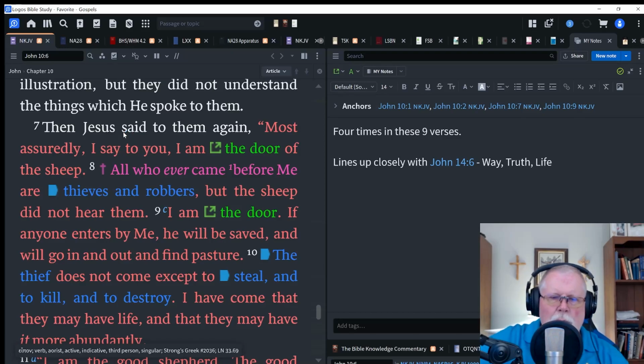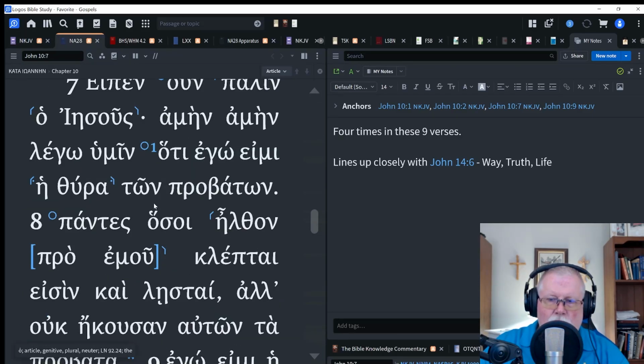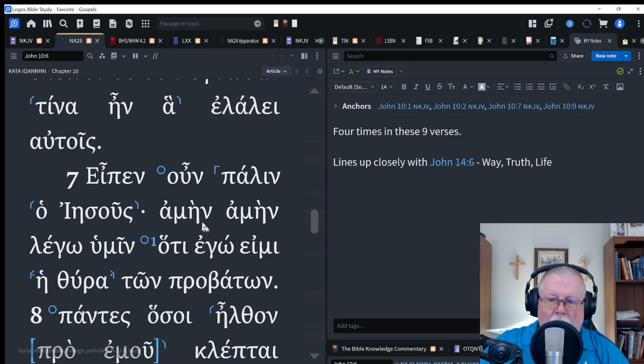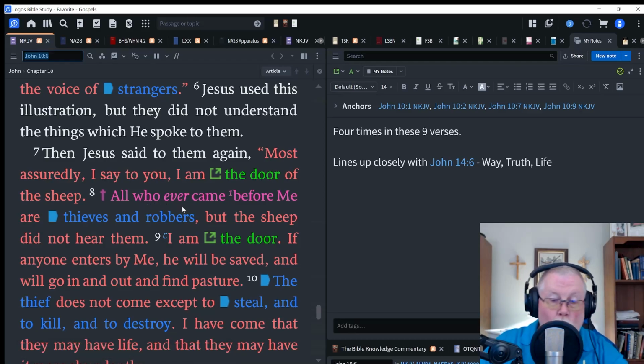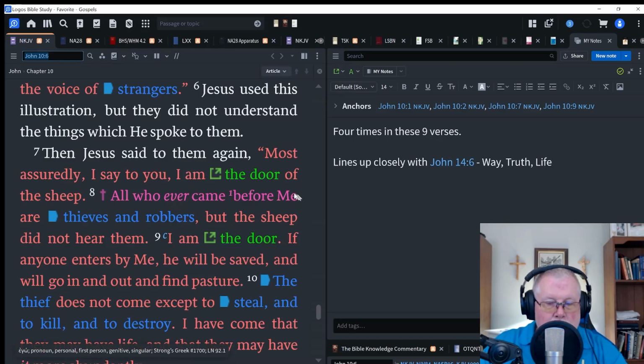Then Jesus said to them, "Most assuredly," again, amen, amen. Let's go look and make sure. Verse 7, here we are. Amen, amen, right there. He said it to them again. Truly, truly, he's trying to get through to them. "I say to you, I am the door of the sheep. All who ever came before me were thieves and robbers, but the sheep did not hear them." This part right there.